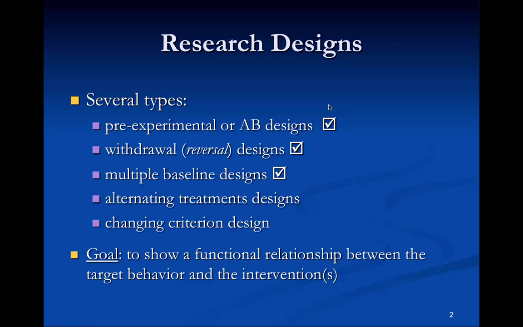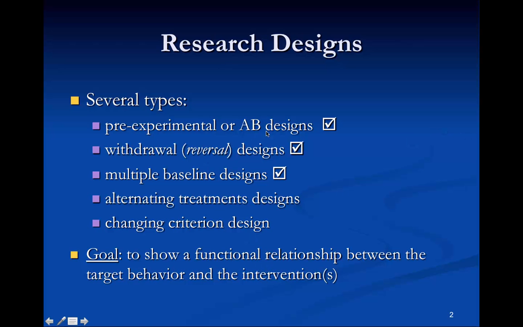That is, they don't demonstrate a functional relationship between the independent variable, the intervention or the treatment, and the dependent variable or the target behavior. And we talked about withdrawal designs, also known as reversals, and multiple baselines last week. And this week we're going to finish it off with the alternating treatment designs and the changing criterion designs. Again, the goal with all of these is to demonstrate a functional relationship.